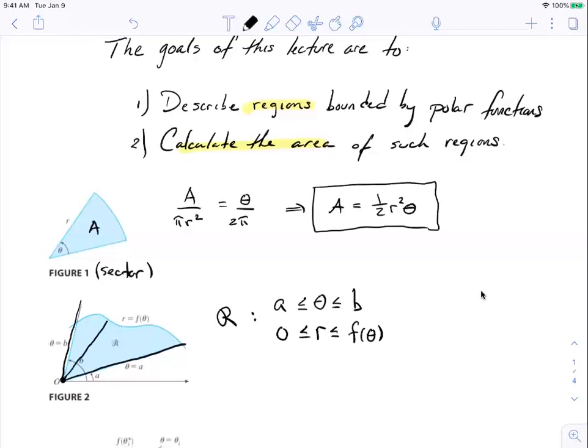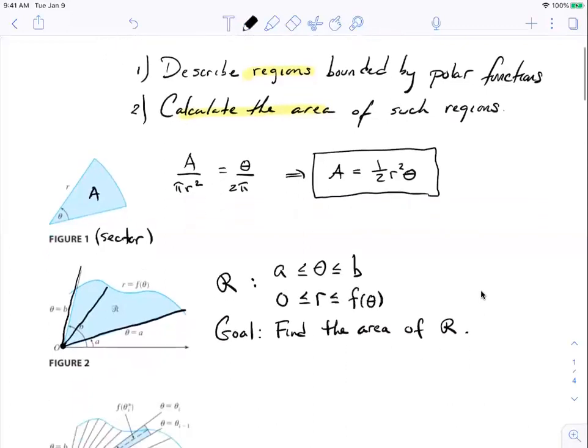Okay, so that'll end up playing into our limits of integration and so on. So that's the area I'd like to calculate. That's our goal. If I restate it, find the area of R. All right, so that's what we're trying to do.